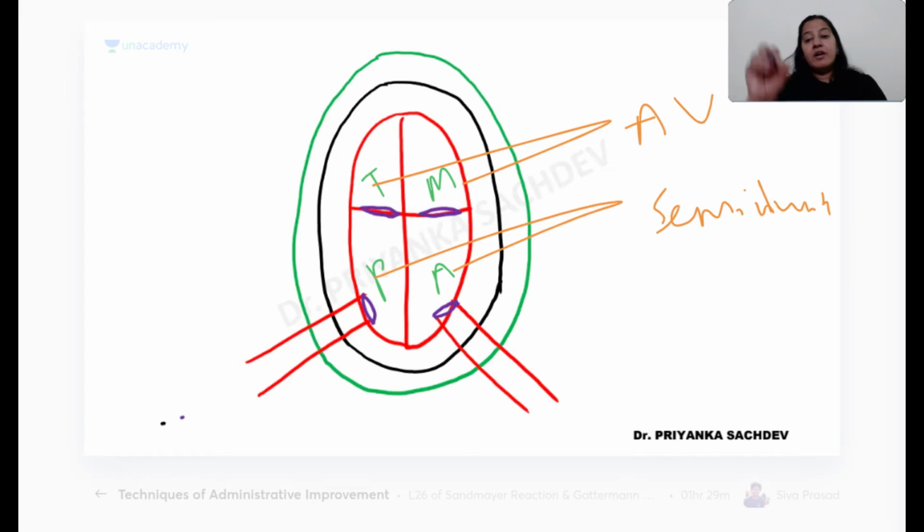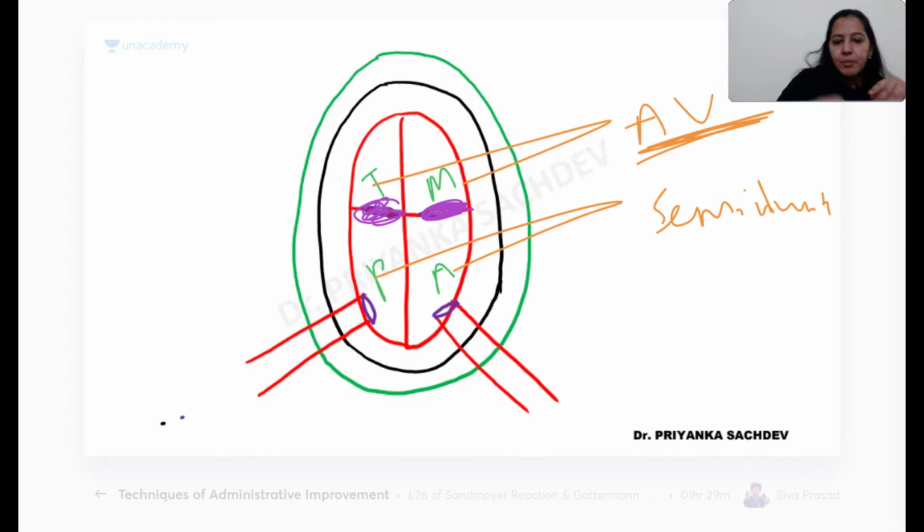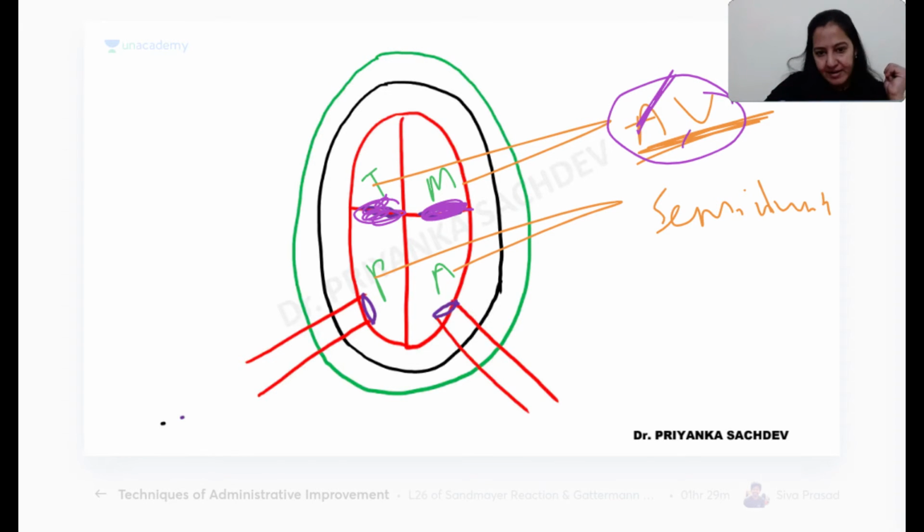Semilunar valves. Okay, listen. What I want to say is, all valves have two surfaces. See AV valves first, mitral and tricuspid. This is a mitral valve, I am drawing it, and this is a tricuspid valve. So the mitral valve upper surface contains atria and lower surface contains ventricle. So AV valves' upper surface has atria and lower surface has ventricle.